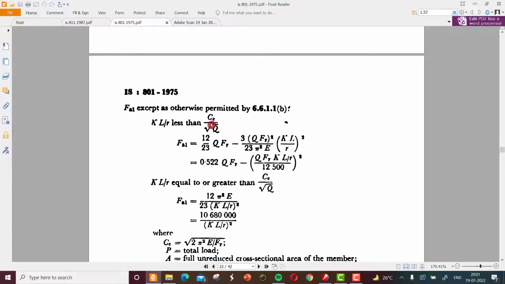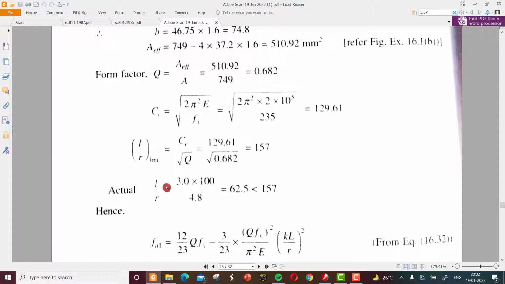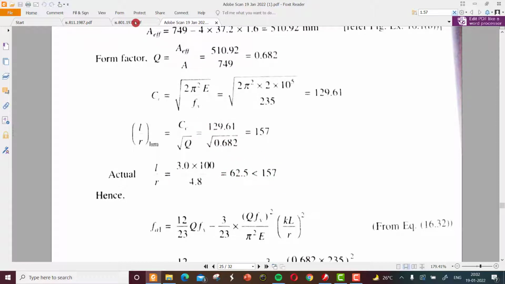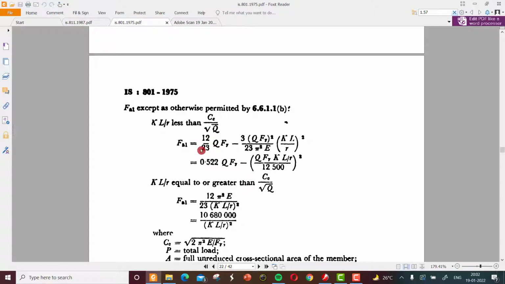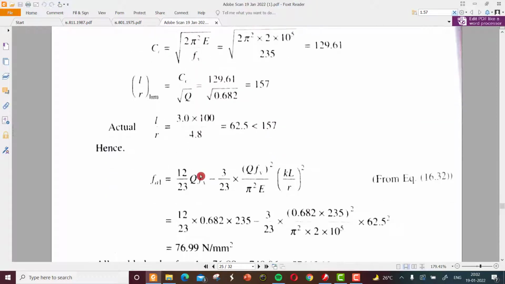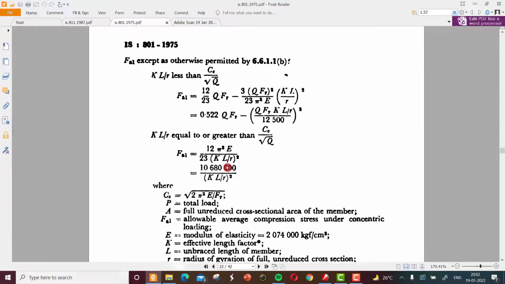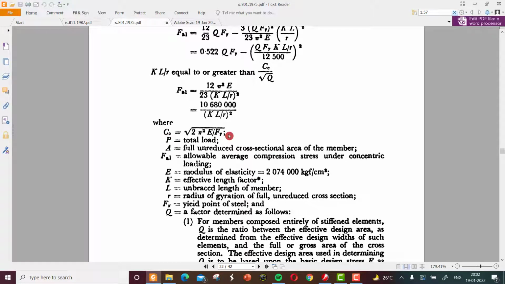If the KL by R is less than Cc by root Q, we have this equation. If KL by R is equal to or greater than Cc by root Q, we have this expression. So we are using L by R is less than 157. So we are using this first equation, 12 by 23 into Q into Fy into this much values are there. So it's the direct substitution where you can see the Cc is not a constant, it's a value to find out based on the inputs.